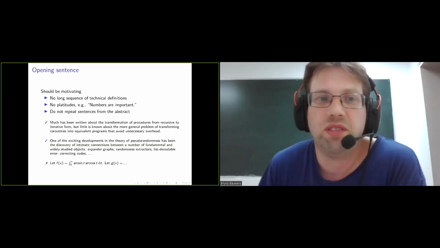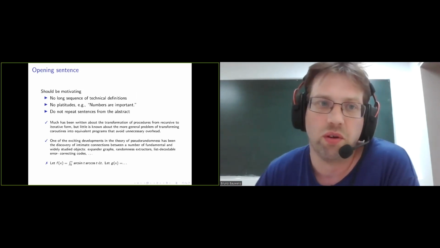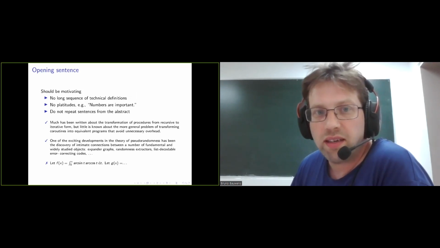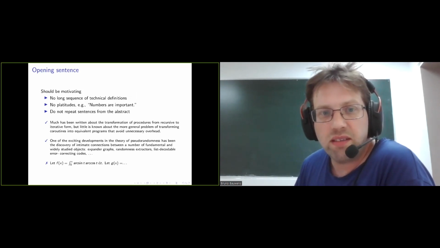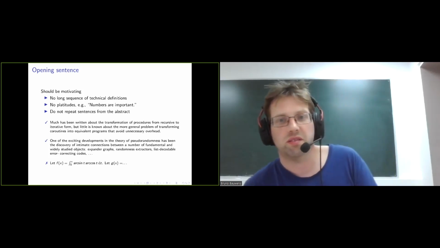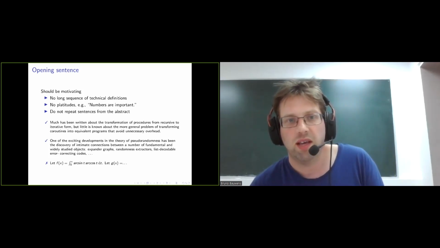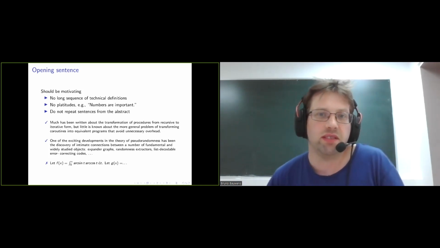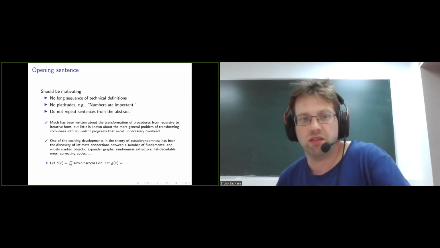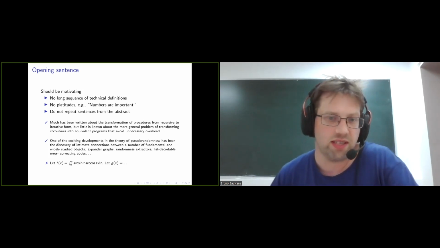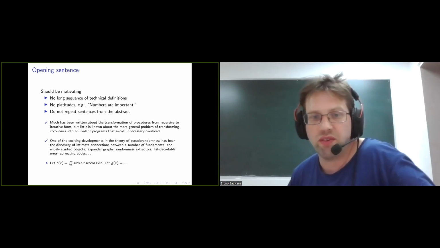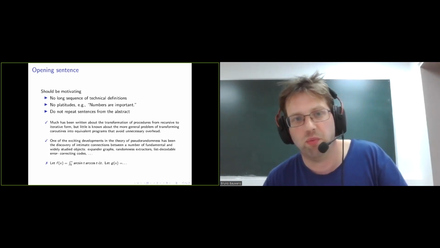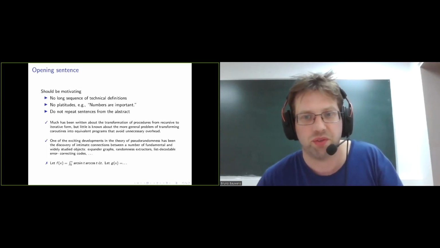Then this is some general advice that holds for all papers. You should have an interesting opening sentence. First impression is important. It is bad if you start with a long sequence of technical definitions. Like at the bottom, if your first sentence is like this, let f be a function, g a function, the reader becomes tired immediately. He wants to know what the paper is about.